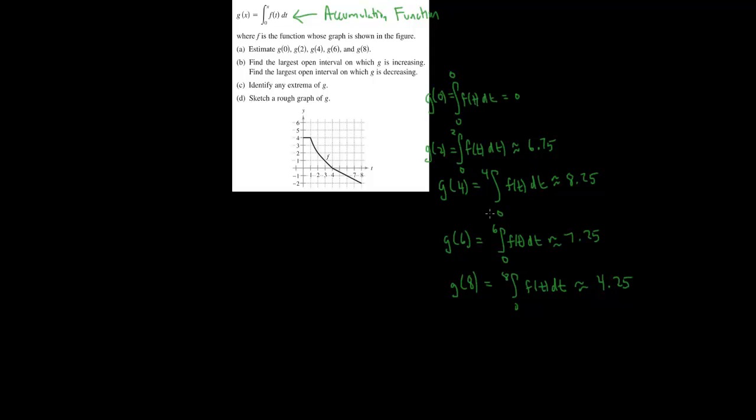Now let's see here. What does part B say? Part B says find the largest open interval on which g is increasing, and also find the largest interval on which g is decreasing. So, okay, g is our accumulation function. Okay, so let's think about graphing that. So g, don't get confused with f, g is our accumulation function.